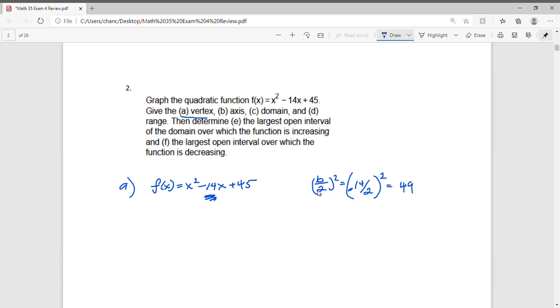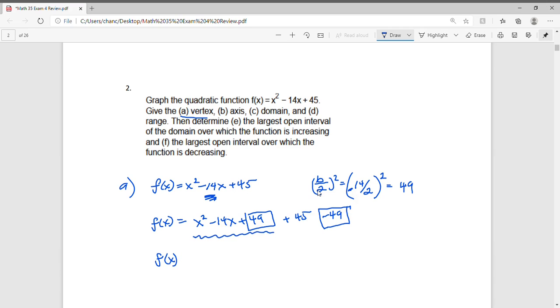Let's rewrite our function. F of x is equal to x squared minus 14x plus 49 plus 45. Now notice we added a 49. You cannot do that and have the same function. So we have to subtract 49 on the same side. So this function is exactly the same as the original function. Now I can complete the square.